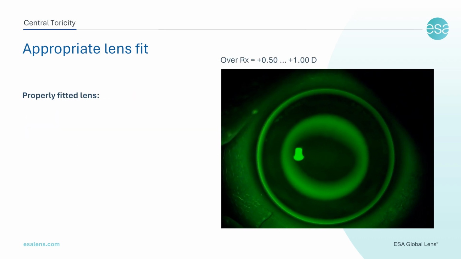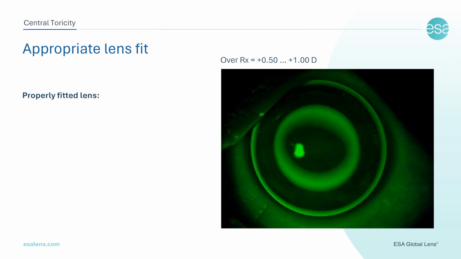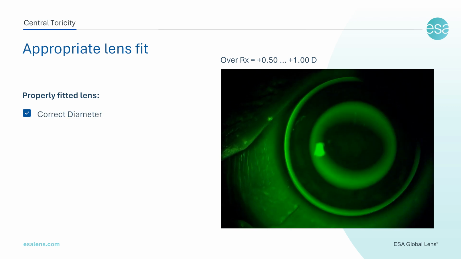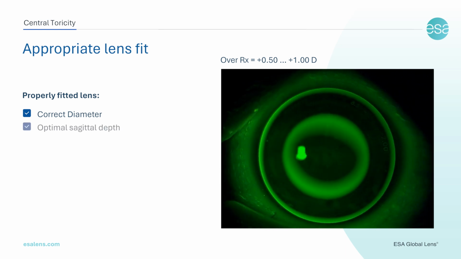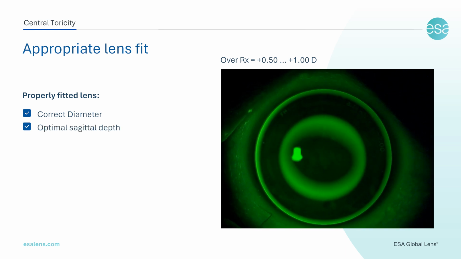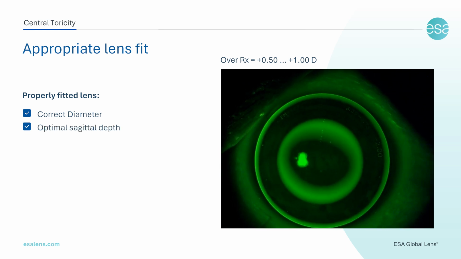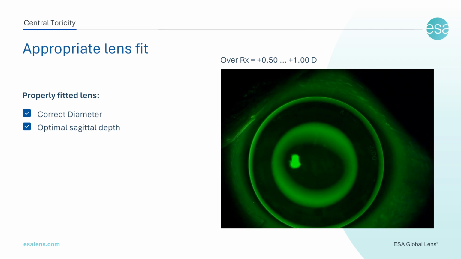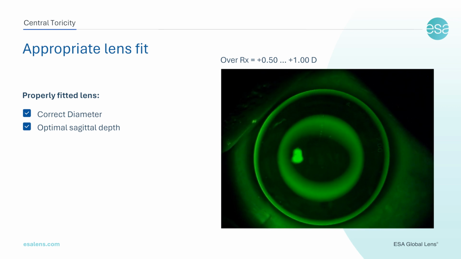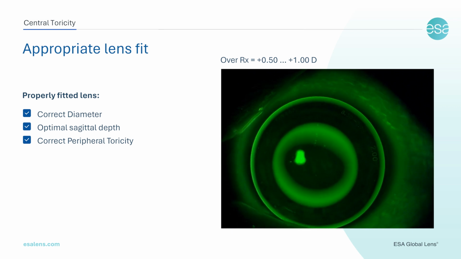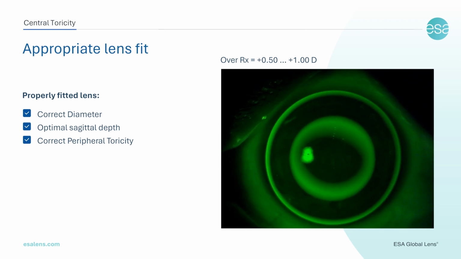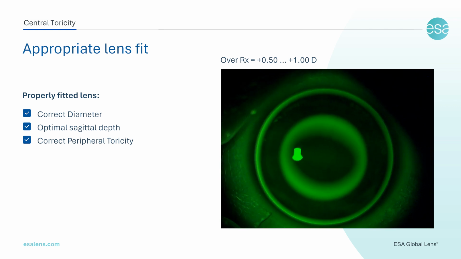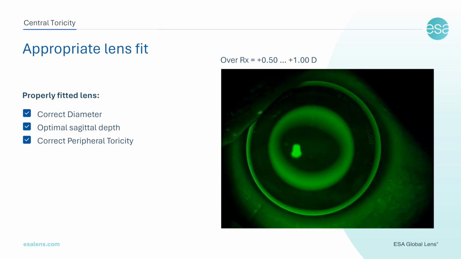A lens is considered appropriately fitted when it meets the following 4 criteria. 1. Correct diameter. This is very important. 2. Optimal sagittal depth. The lens exhibits an appropriate edge lift along the flat meridian, typically with a width of approximately 0.4 mm. 3. Correct peripheral toricity. There is a consistent edge lift of approximately 0.4 mm and a uniform alignment zone around the entire circumference.